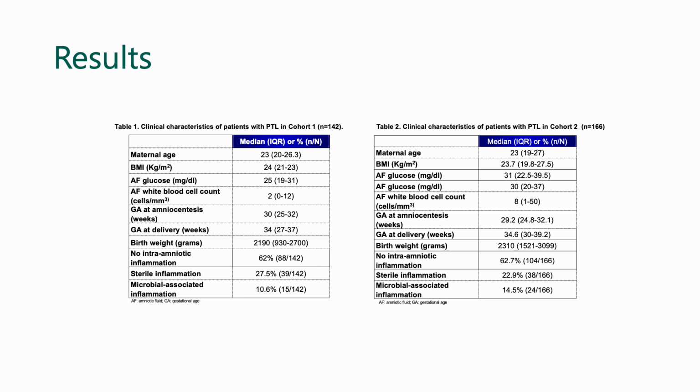Results. We can see the clinical characteristics of patients included in each cohort regarding maternal age, body mass index, the concentration of glucose, and white blood cell count. We can notice the prevalence of no intraamniotic inflammation is 62% in the first cohort and 62.7% in the second cohort. Sterile inflammation is the next most common finding among this group of patients, 27% in the first cohort and 22.9% in the second cohort. And microbial inflammation is the least common entity, representing 10.6% in the first cohort and 14.5% in the second cohort.